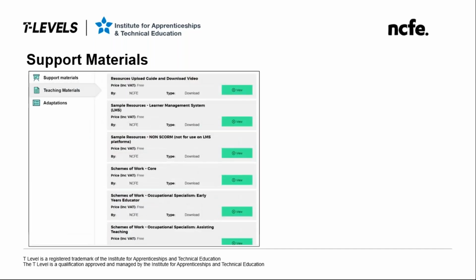In the teaching materials section, you'll find some sample resources, the schemes of work, and essential and additional resources for both the core and occupational specialism components. Our Wave 1 centres have found these extremely useful as a starting point for their planning and delivery. There are a range of resources including PDFs, worksheets, e-learning modules, and session plans. Obviously, these would need to be adapted to meet the needs of your students.